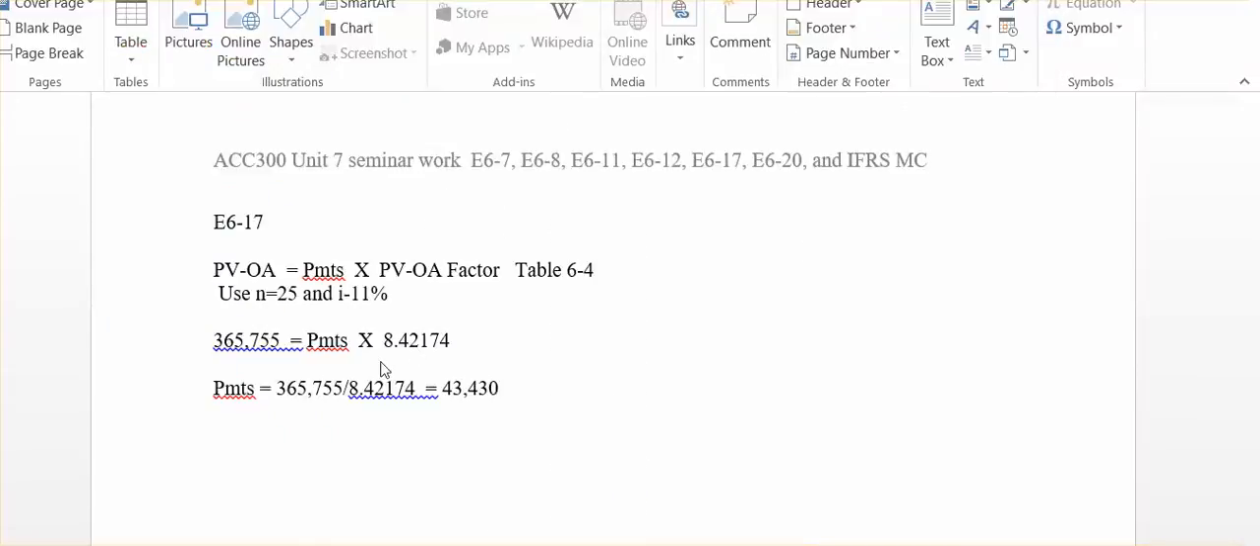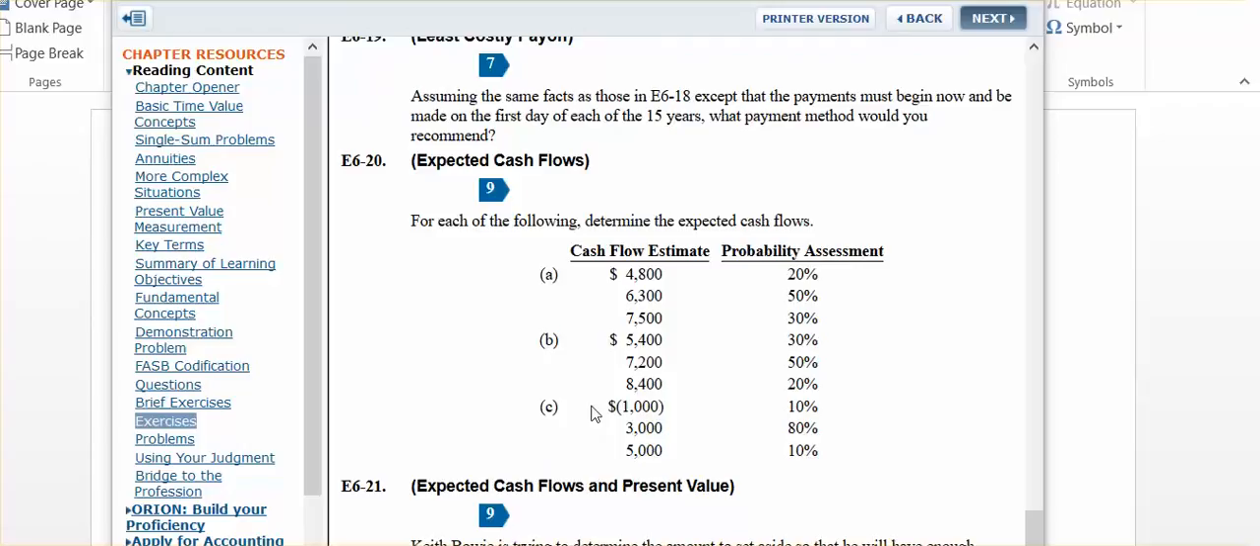So I know the factor. The factor is 8.42174. So I need to divide both sides by 8.42174 to isolate the payment, which is the variable. So the payment is equal to 365,755 divided by 8.42174 equals 43,430. So Moreland needs to charge that much in order to get their 11% return. All right, so we're going to do another problem, exercise 20.